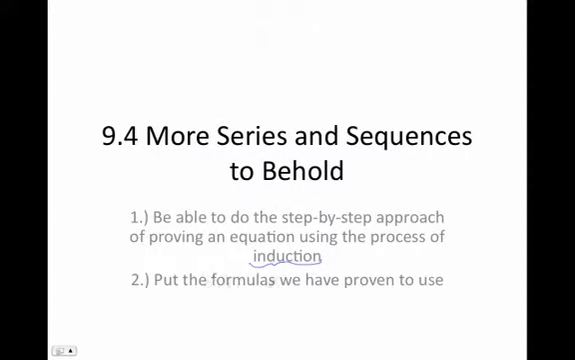So also we're going to put the formulas we have proven to use. And we're actually going to do this in the opposite way. First we're going to put these formulas to use, and then we're going to prove why they work.